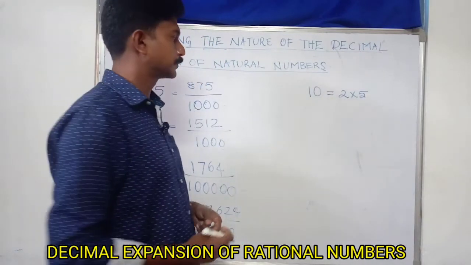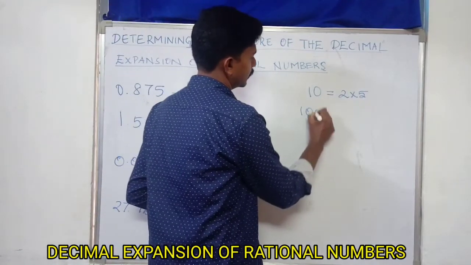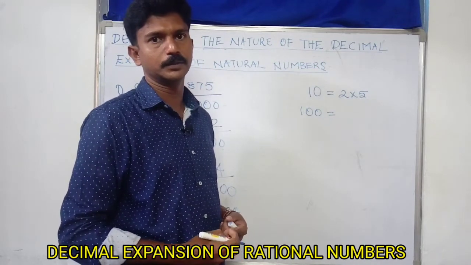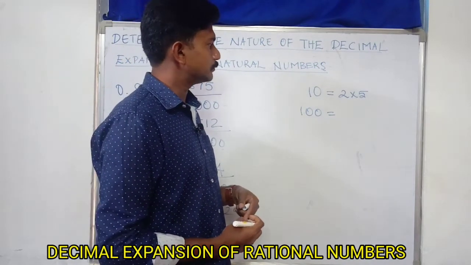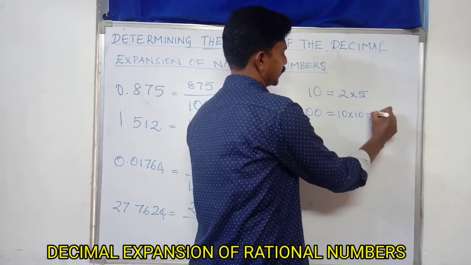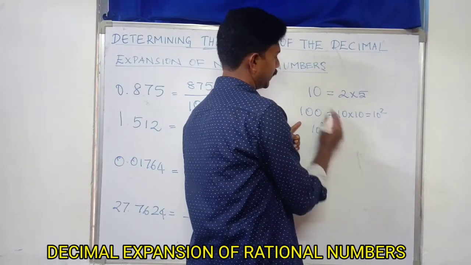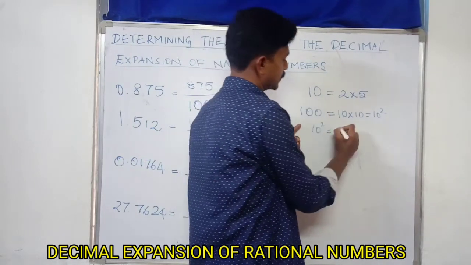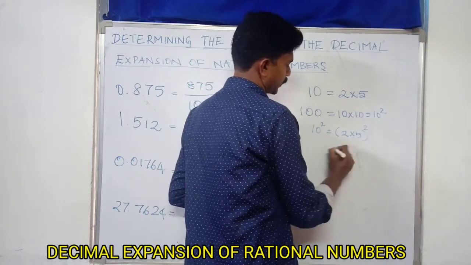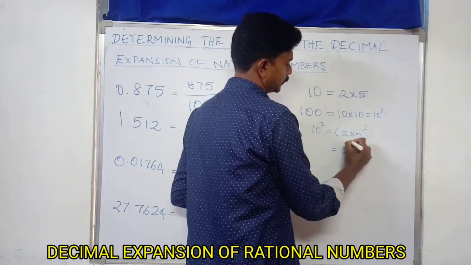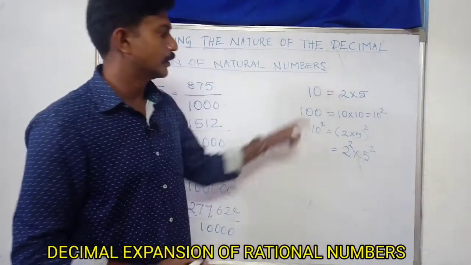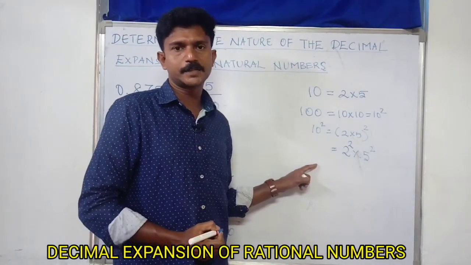Now take 100. How can we do it? 100 is actually 10 into 10, so it is 10 square. Prime factorizing 10 as 2 into 5, we can write it as (2 into 5) square, that is 2 square into 5 square.